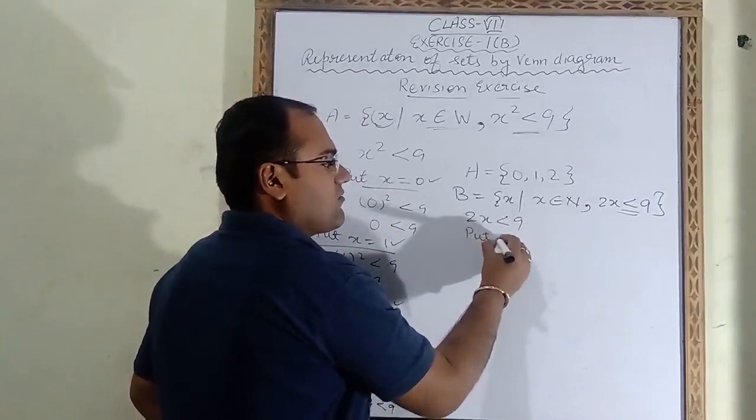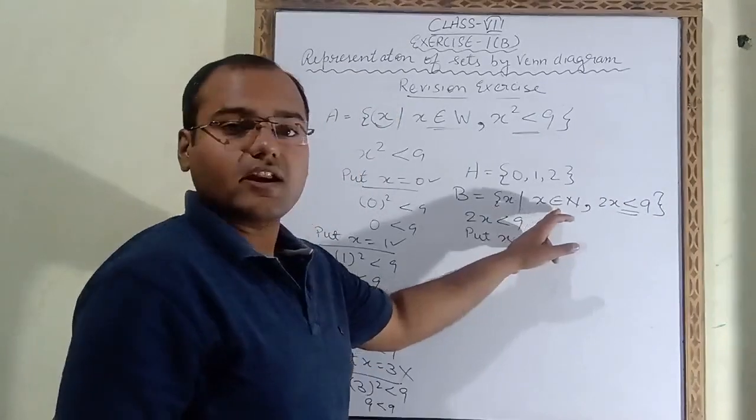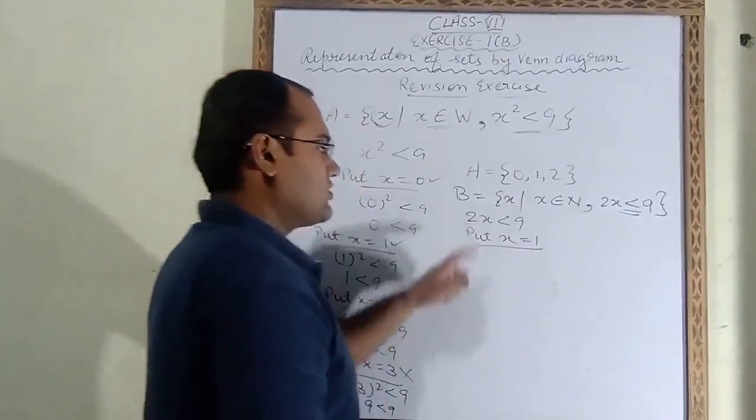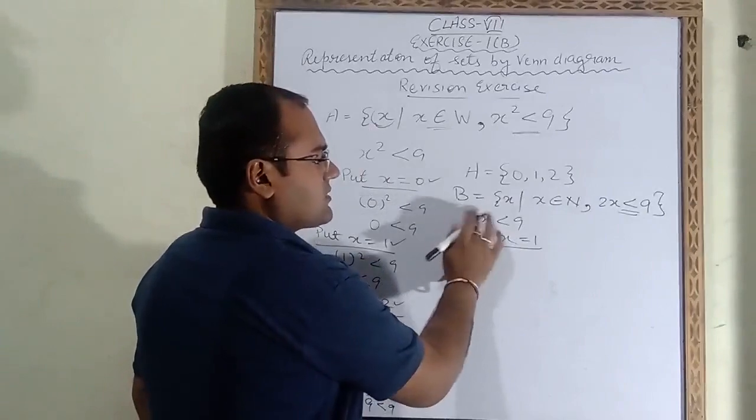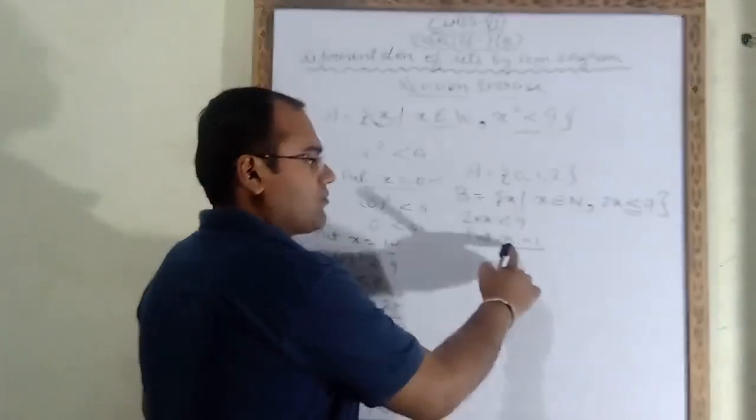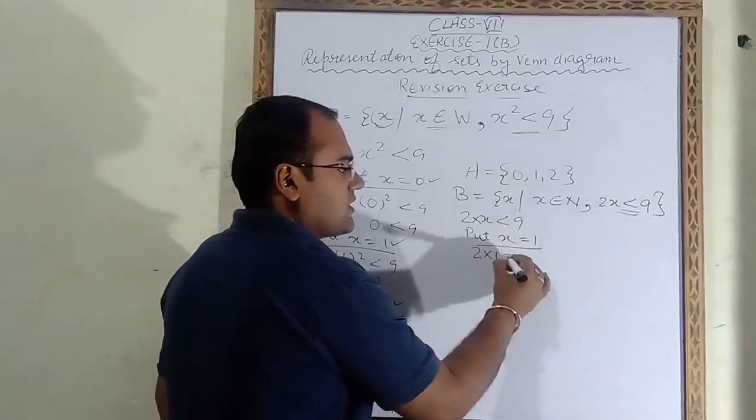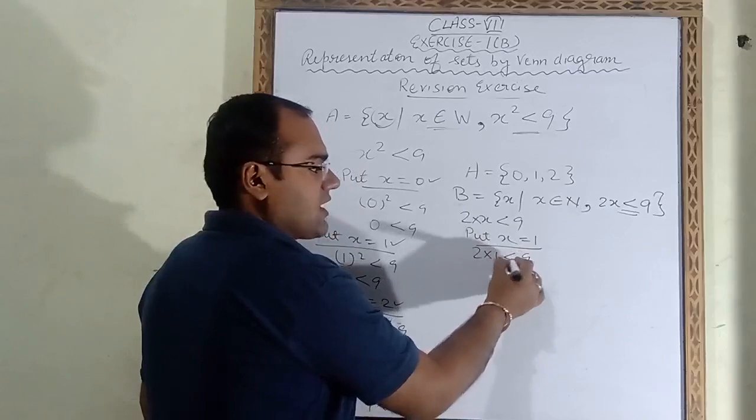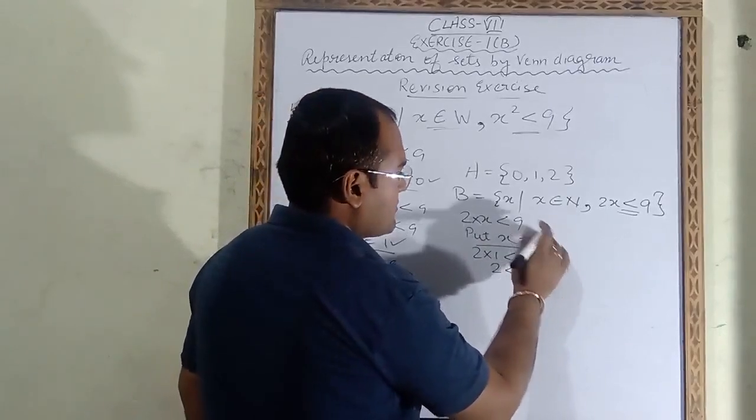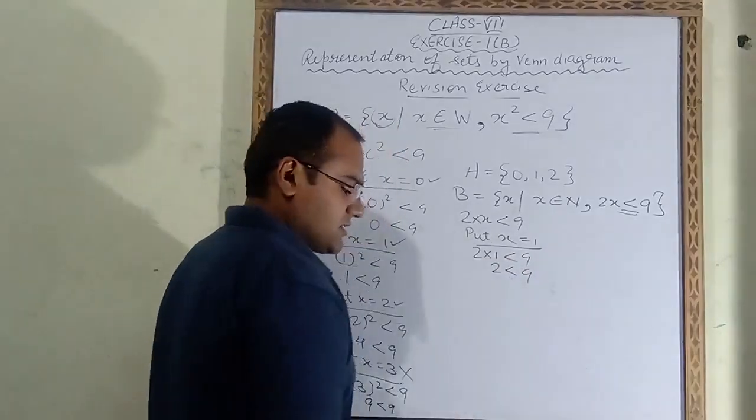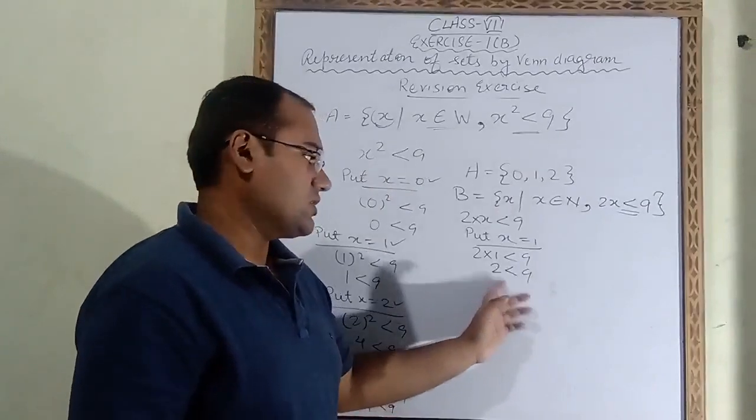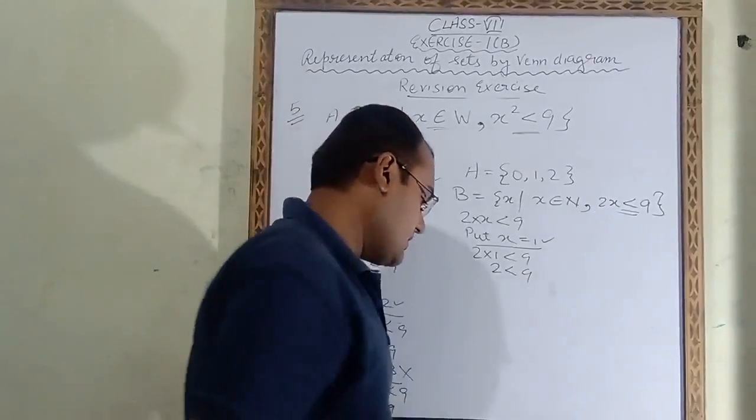So first of all we have to put the value of x. What are x? x are natural numbers. So first value we have to put x is equal to 1. Here no sign is there in between 2 and x. Since no sign is there, we have to take 2 multiply x. So it will become 2 into 1, which is less than 9. That means 2 is less than 9. Is this statement true? Yes. 2 is less than 9. That means this answer of x is correct.